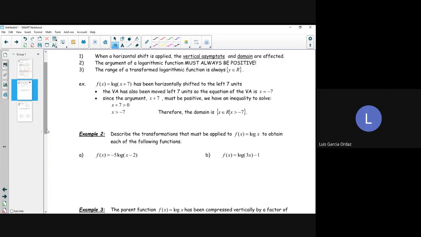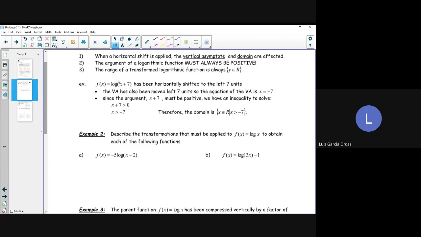So, like I was saying, when the horizontal shift is applied, the vertical asymptote and the domain are affected. The argument of the log function must always be positive, and the range of a transformed log function is always x ∈ ℝ. So let's just take a look at f(x) = log(x + 7). It is horizontally shifted 7 units left. So that means the vertical asymptote also has to move 7 units left. So the equation of the vertical asymptote is x = -7.